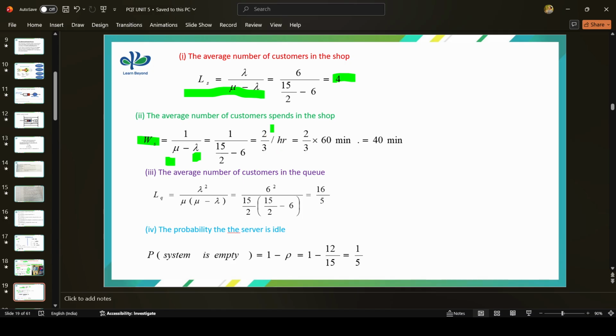If you want, you can convert it again into minutes. Per hour it is 2 by 3, and per minute it is 40 minutes. If you want, you can calculate that also.